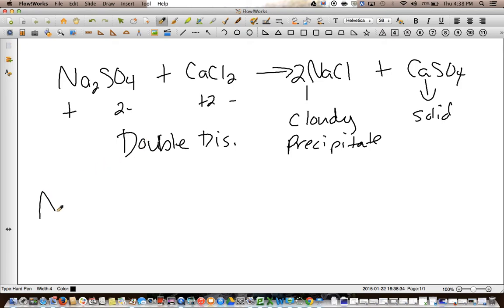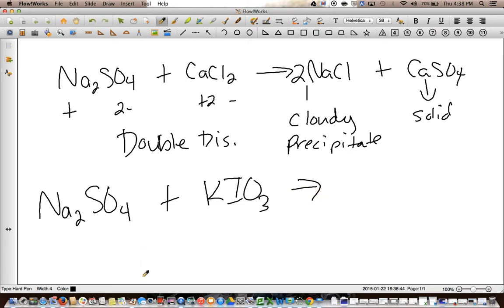Let's look at one that didn't do anything, and this is the last example I'm going to give you. Na2SO4 plus KIO3, which is potassium iodate. We put it together, nothing happens. No cloudiness, nothing at all. We just write NR, no reaction. That means both of these substances stayed in solution. Nobody reacted. It just stayed in solution. So you wouldn't call it double displacement. You just say it doesn't do anything.